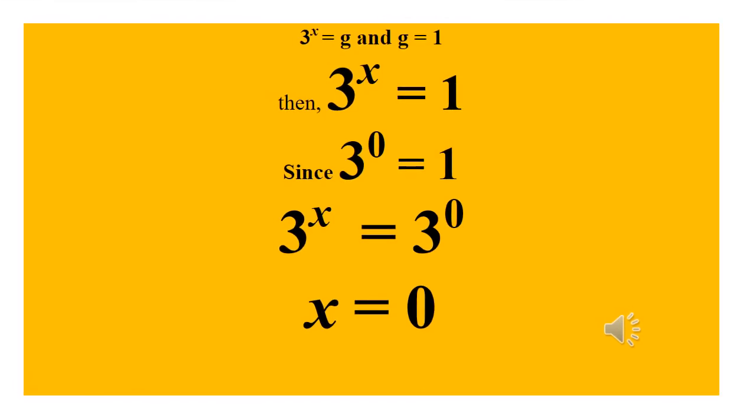Likewise, 3 raised to power x equals g. We said when we started solving that we should plug in 3 raised to power x as g. Now, since g equals 1, then it means 3 raised to power x equals 1. Now, since 3 raised to power 0 is 1, it follows that 3 raised to power x equals 3 raised to power 0, because 3 raised to power 0 is still 1. Then since the bases are the same now, we can cancel out the base, then equate the powers, then we have x equals 0.